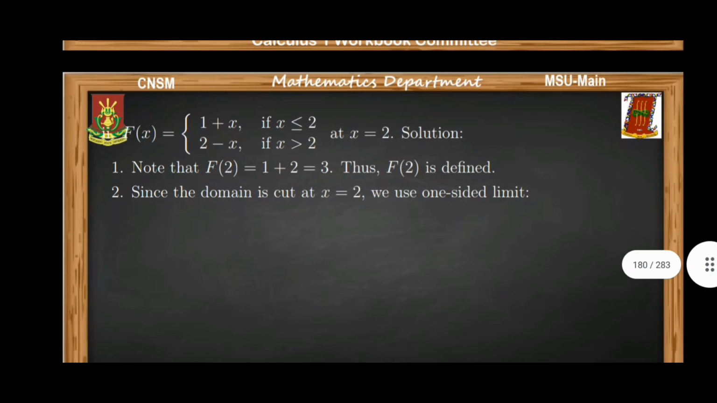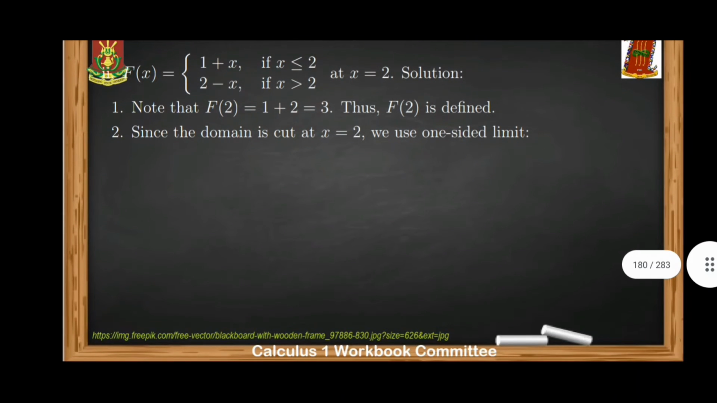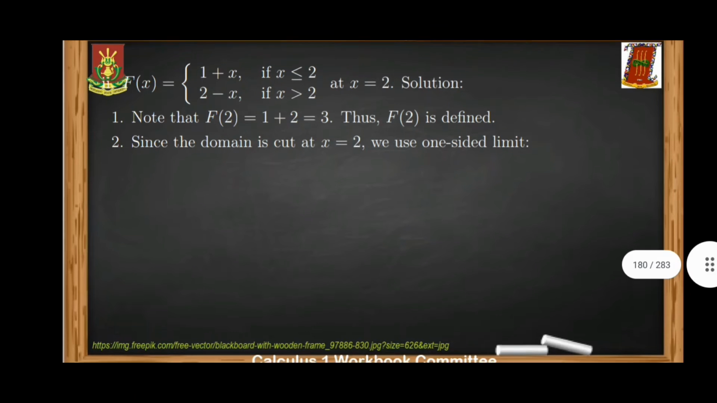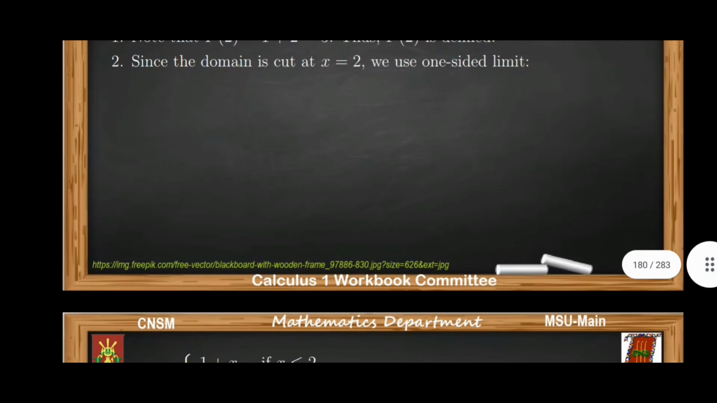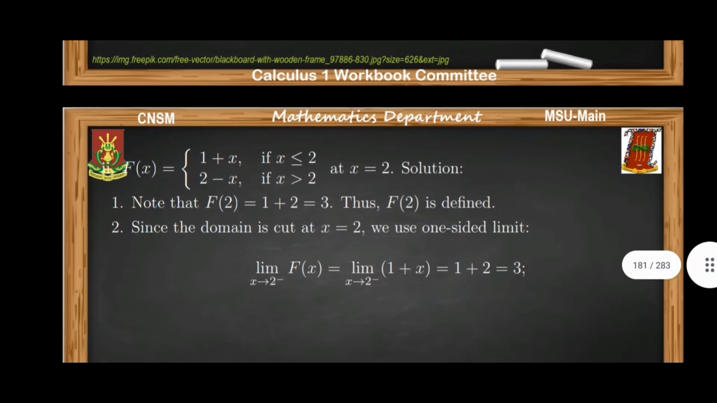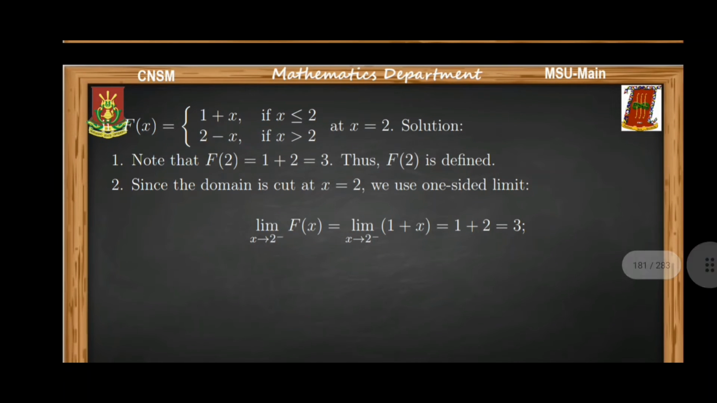And number 2, since the domain is cut at x equals 2, we use one-sided limit. So makikita kasi natin sa linagay dito, if x is less than or equal to 2 and if x is greater than 2. So since cut na yung value ng x at 2, kailangan natin gamitin yung one-sided limit, yung positive and negative, the left side and the right side.